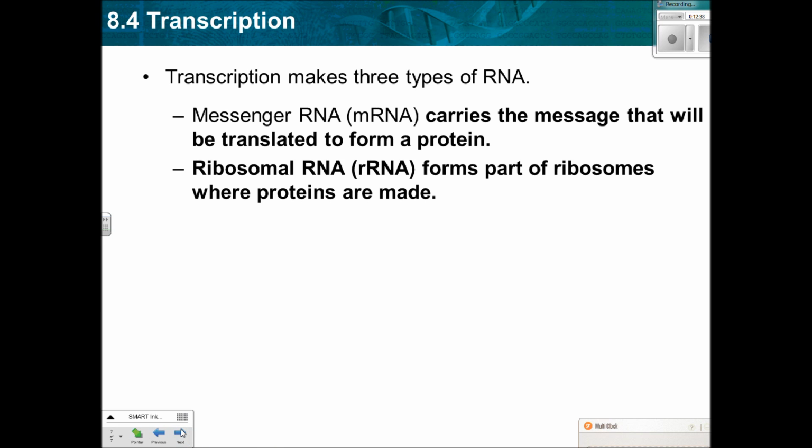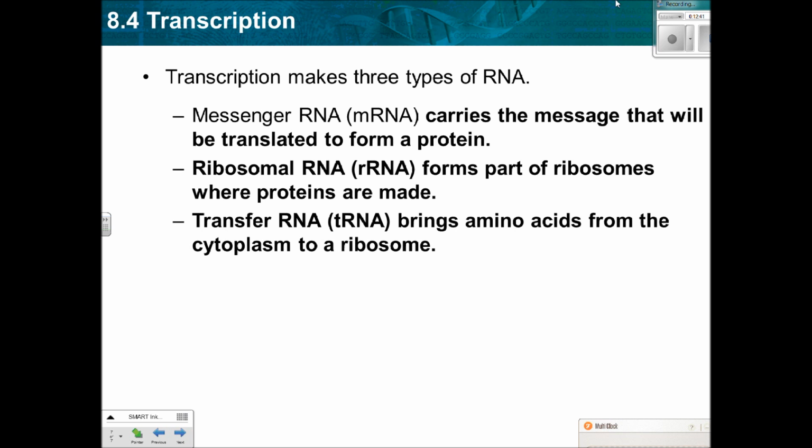Okay, there are 3 types of RNA. So please get that down.